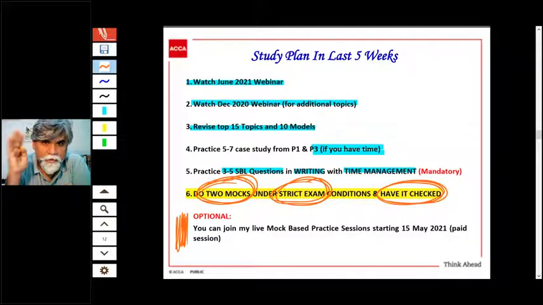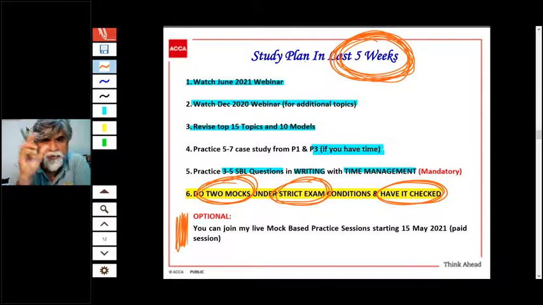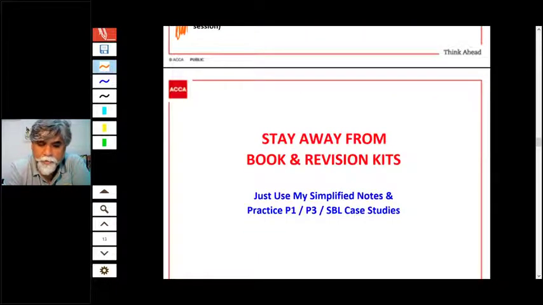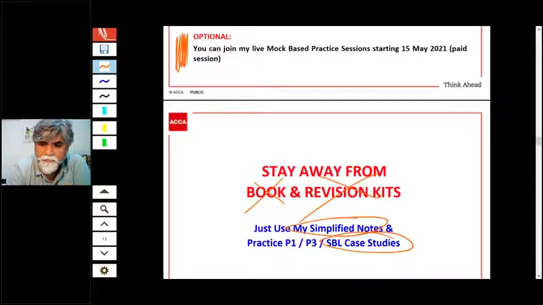Nothing more, nothing less, because you have just 5 weeks. You cannot be experimental, you cannot be adventurous when you just have limited time. Strictly follow this regime. Stay away from books and revision kits. Useless, pathetic. Do your practice from the actual papers, the live papers, okay? I have my simplified notes. You can take that from my Google Drive and do practice on SBL case studies.